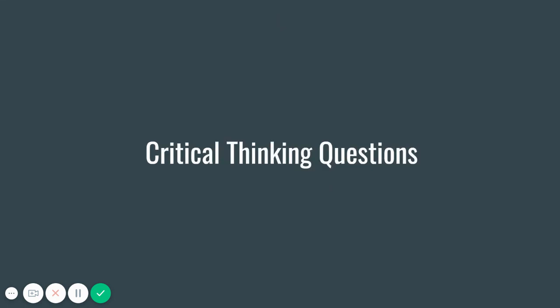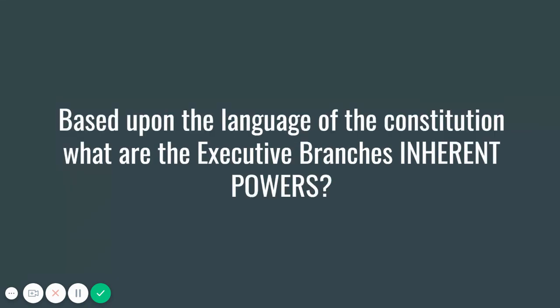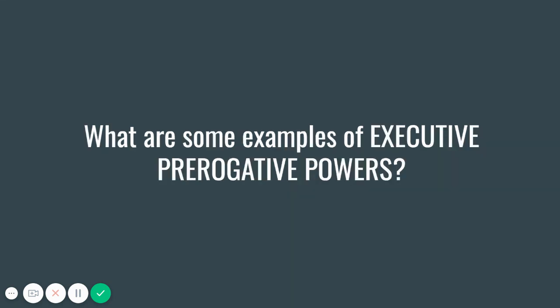Now the critical thinking questions. These are two questions that I want you to put your thinking caps on and dig into your previous lessons on the executive branch and the current lessons this week on the executive branch and answer these two questions. Based upon the language in the Constitution, what are the executive branch's inherent powers? And what are some examples of the executive's prerogative powers? You can use the internet to help with those questions if you would like, but I'm very interested in seeing your answers for those two.